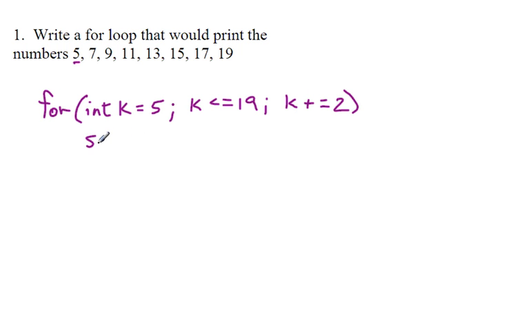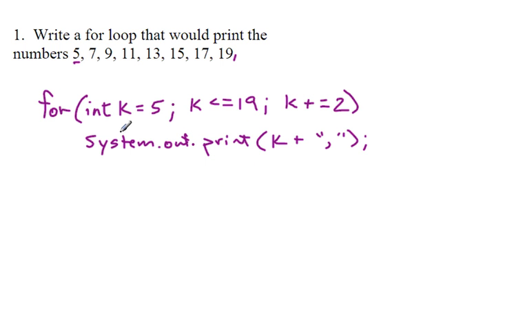And then all I need in here is to print System.out.print(K). And I guess there's a comma here, so we can also put in a comma. I'm not going to worry about the fact that there wasn't a comma at the end.